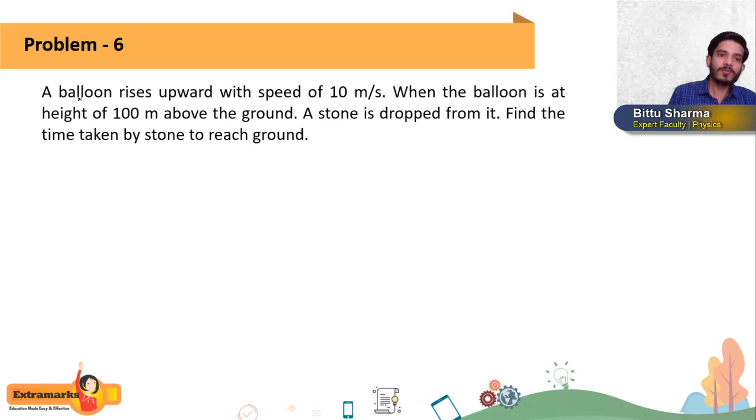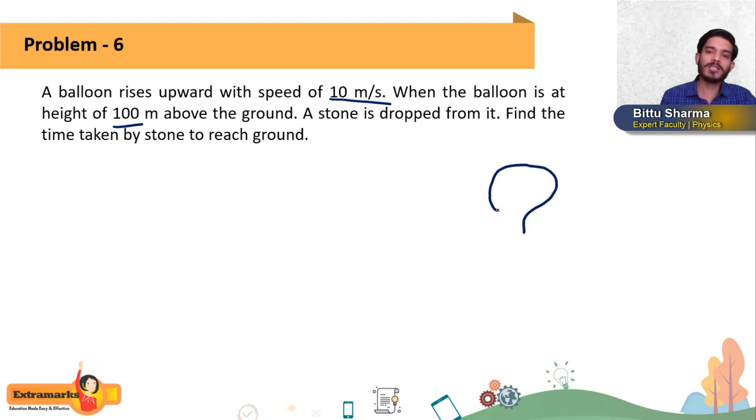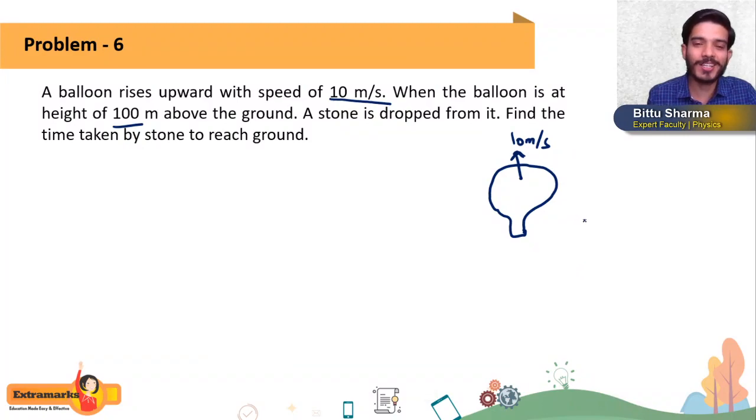Getting or not? Next question, under the concept of motion under gravity, students, what we have? A balloon rises upward with the speed of 10 meter per second. When the balloon is at a height of 100 meter above the ground, a stone is dropped from it. Find the time taken by the stone to reach the ground. So let us say here we have one balloon, and this is the bucket of the balloon, and this balloon is moving upward with the speed of 10 meter per second. So try to understand the concept and not the drawing.